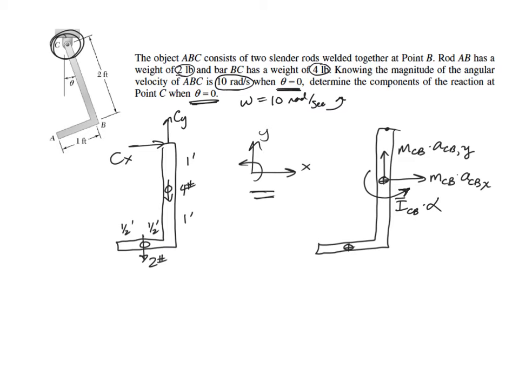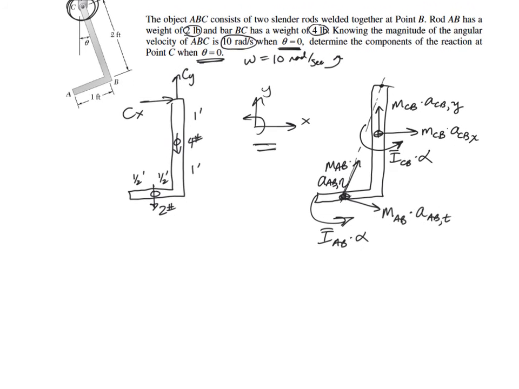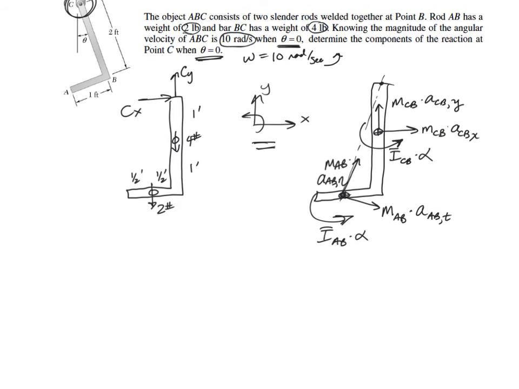So down here at the midpoint of AB, I'm going to draw a dashed line. And so we've got also mass AB times acceleration AB in the tangential direction. We also have mass AB times acceleration AB in the normal direction. And also we have I bar of AB times alpha. And so we've got some kinematics to help us out here.